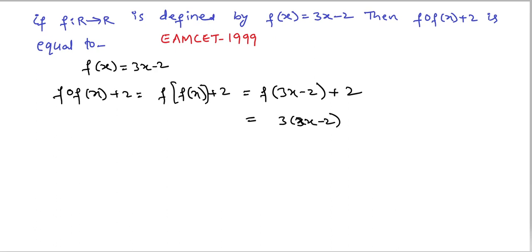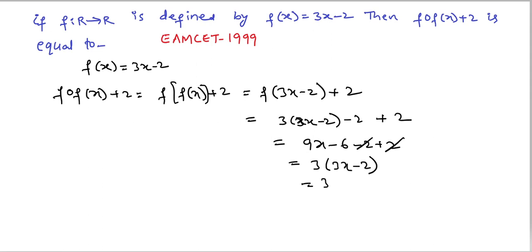minus 2 plus 2, that is equal to 9x minus 6 minus 2 plus 2 plus 2 cancelled, equal to 3. Take 3 common. 3 into 3x minus 2. 3x minus 2 value is f of x. So f circle f of x plus 2 is equal to 3 into f of x.